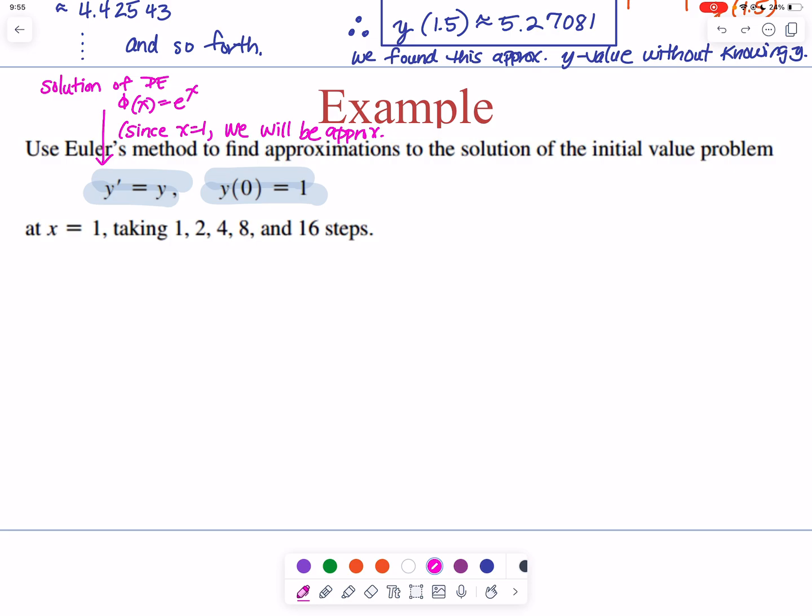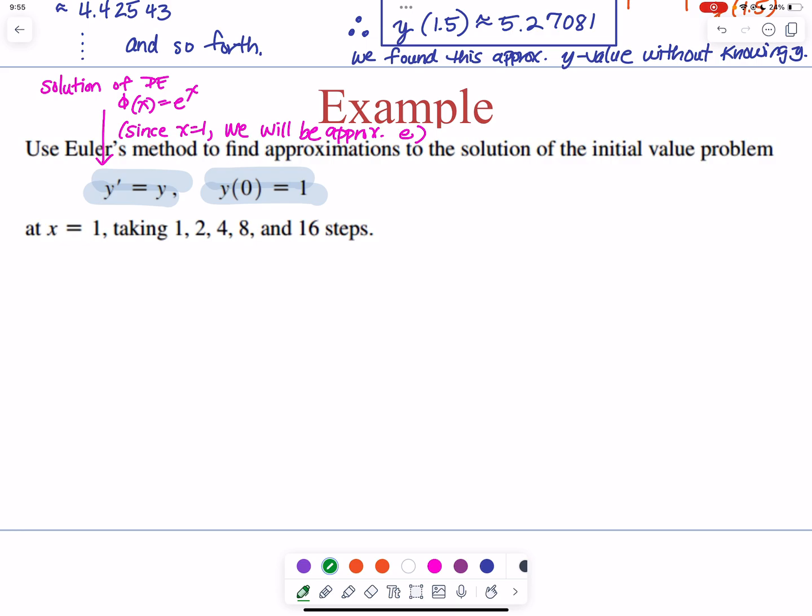We'll be approximating e. Since we would be looking at e to the 1, let's take a look at this. To obtain approximations, what we will do is make a little table over here.